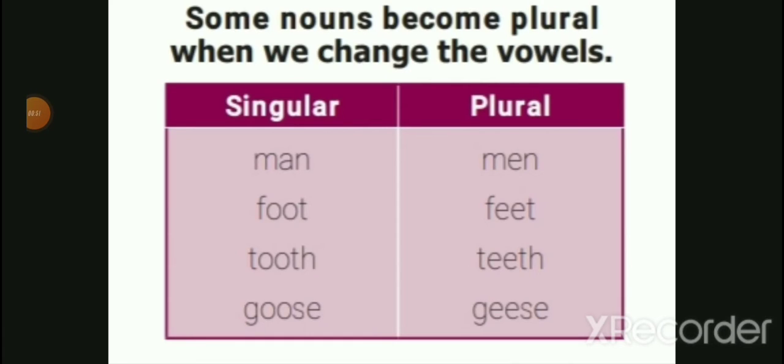Yes, here in the word man, the center letter is A, that is a vowel. If we change the letter A, it will become E, and we say it as plural. The second word is foot. In that, the vowel letters are OO, and if we change the vowel letters, the answer will be feet. The third one is also the same, and the fourth one, goose, is also the same. In the word goose, the double vowel letters have come, and if we change the two vowel letters, it will become EE, and we say it as plural.